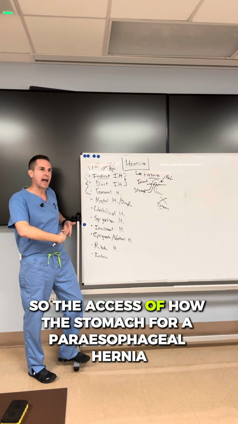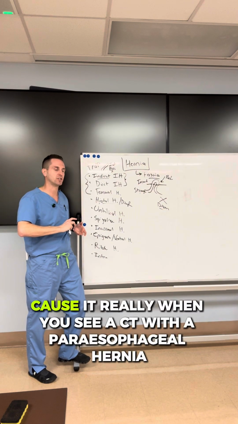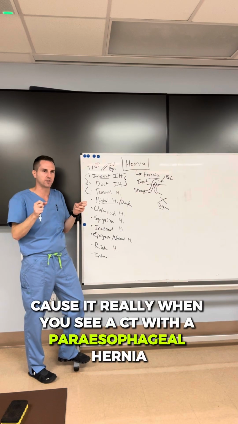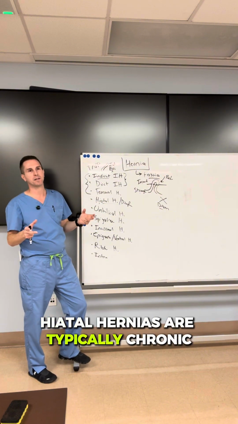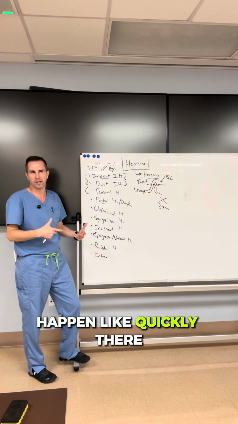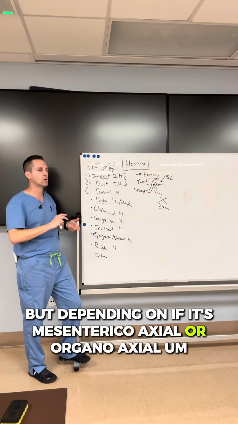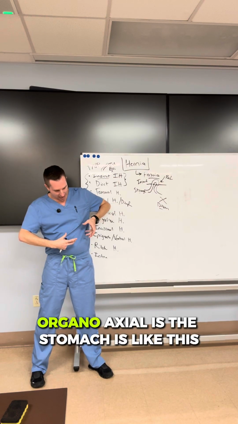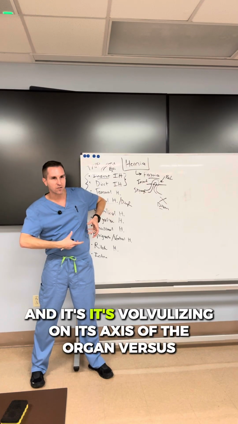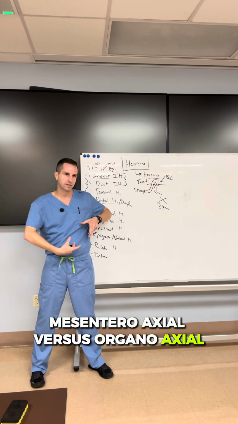So the axis of how the stomach for a paraesophageal hernia flips up into the chest matters, because when you see a CT with a paraesophageal hernia, I'm concerned, again, always about this, because hiatal hernias are typically chronic. They don't just happen quickly. But depending on if it's mesenterico-axial or organoaxial, so again, organoaxial is the stomach is like this, and it's volvulizing on the axis of the organ versus on the axis of the mesentery, mesenterico-axial versus organoaxial, okay?